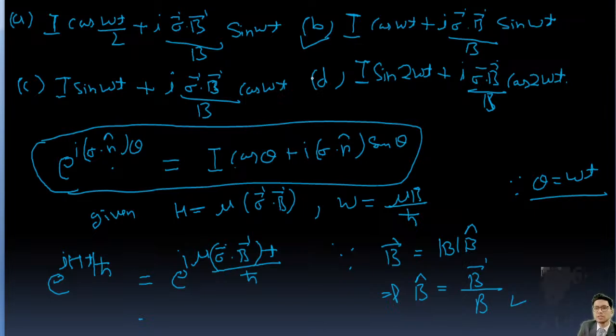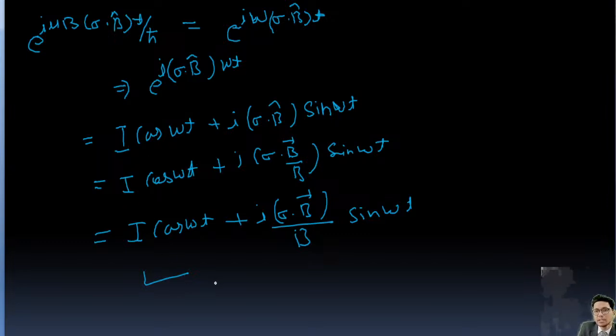So you can solve this type of question easily, but you should remember this formula. Note down this formula, guys. Very important formula. Okay, e to the power iota. I'm emphasizing this formula because it's a very important formula. Okay, so e to the power iota sigma dot n cap theta equal to I cos theta plus iota sigma dot n cap sin theta. So we have used this formula and solved this question very easily. Okay.